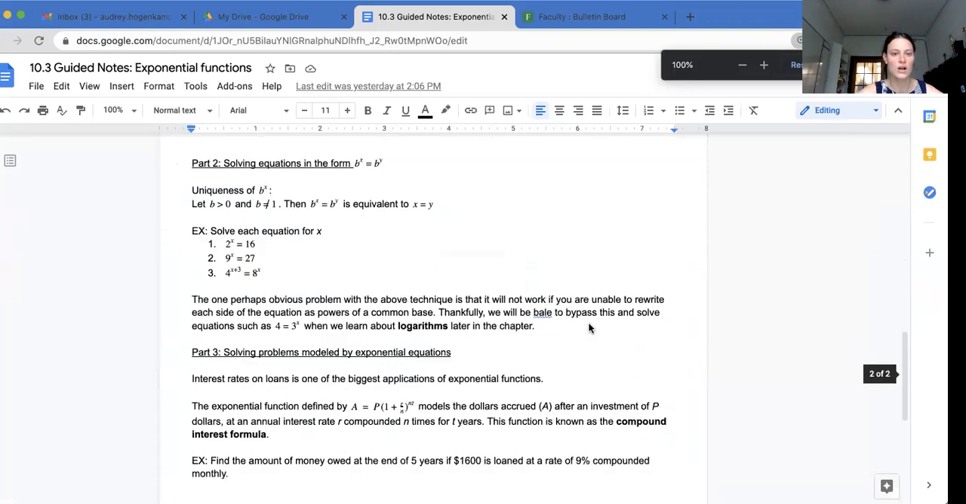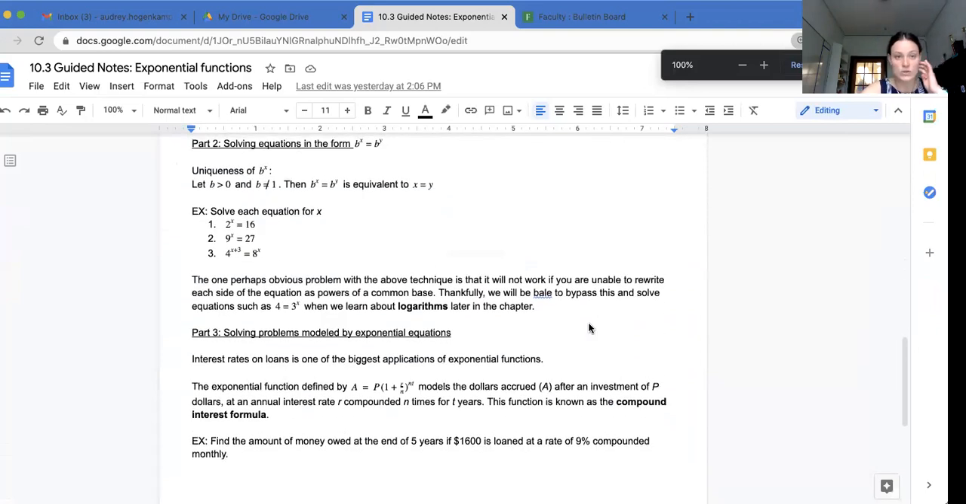Okay, part 2, solving equations in the form b to the x equals b to the y. So we have this thing called uniqueness of b to the x, which I'm actually going to bold because it's like a definition theorem type thing. It seems important and worthy of bold text. So let b be greater than 0 and b does not equal 1. Then b to the x equals b to the y is the same thing as x equals y. So it's saying that basically if your bases are the same, like you have something to the x equals something to the y, you can just rewrite that as x equals y.